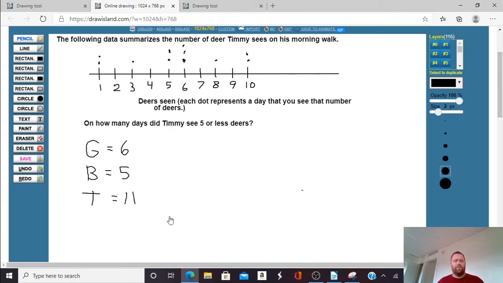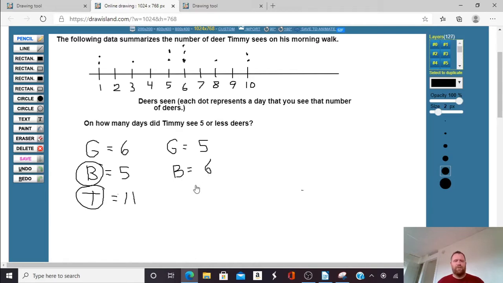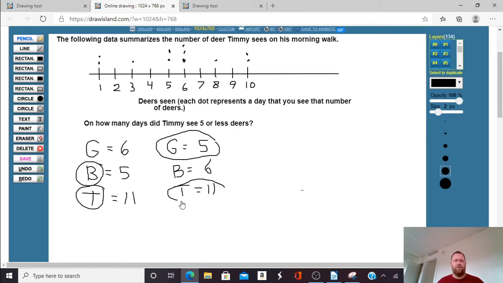Okay, so if we were phrasing it this way, we'd do bad over the total. Or we could think of it as a good outcome is what they're asking, which is 5 or less. So that would be 5 days he saw 5 or less. The bad would be the days he saw more than 5. That would be 6 days. And the total would stay the same, which would be 11. So it depends on how you phrase it, but in this case, we'd be looking for good over the total.